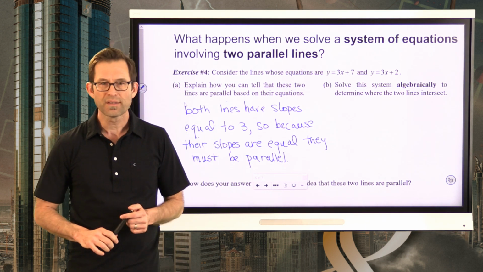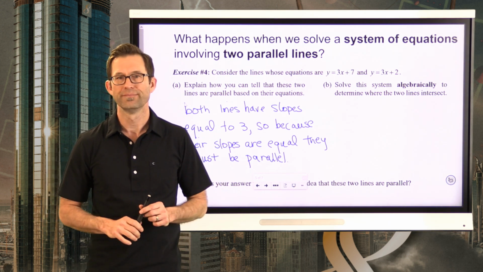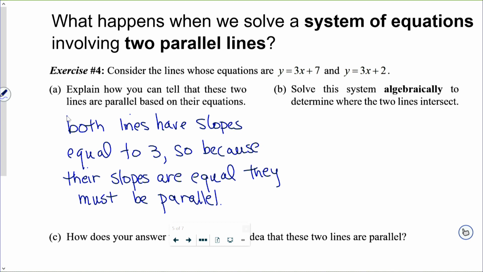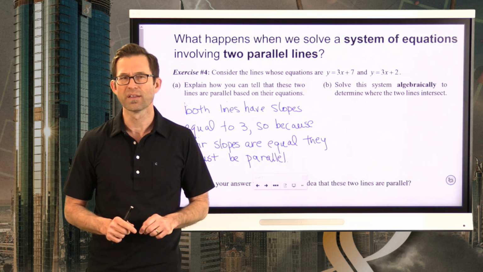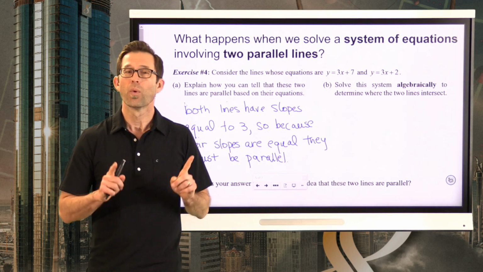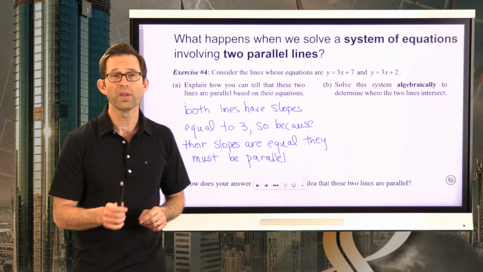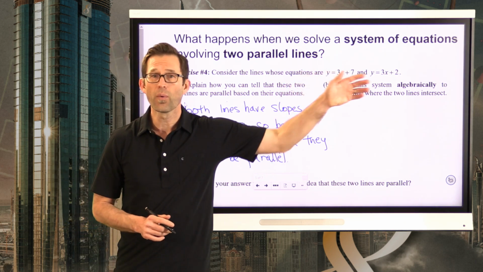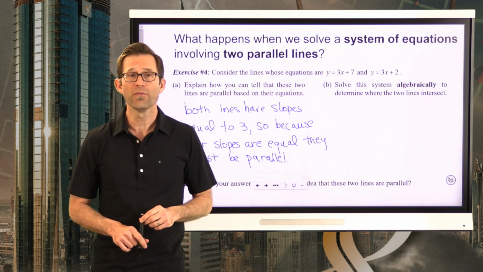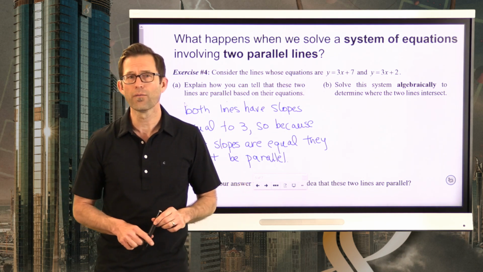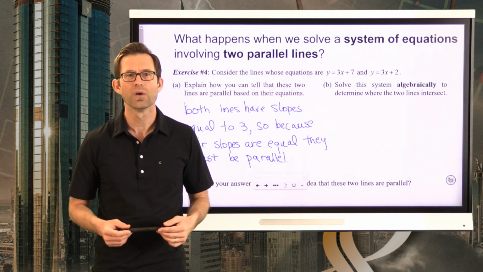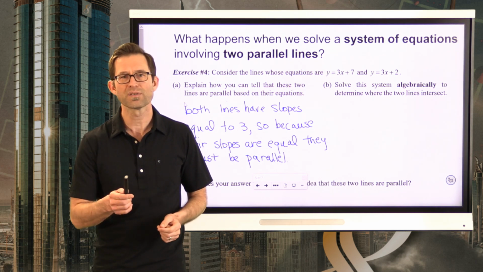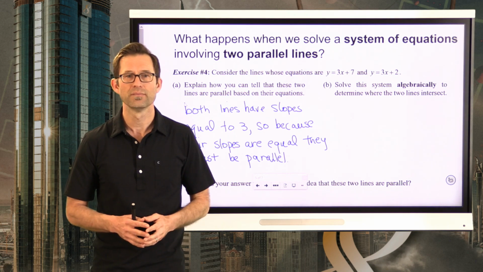But now, let's see what happens in letter B. Solve this system algebraically to determine where the 2 lines intersect. All right, now hopefully you already have a sense that something funny might happen. What I'd like you to do is do exactly what we did in the last lesson. Set the 2 equations equal, solve for the value of x. Once you have it, figure out the value of y, and see what happens when you try to solve a system of equations where the 2 lines are parallel. Pause the video now and see what happens.